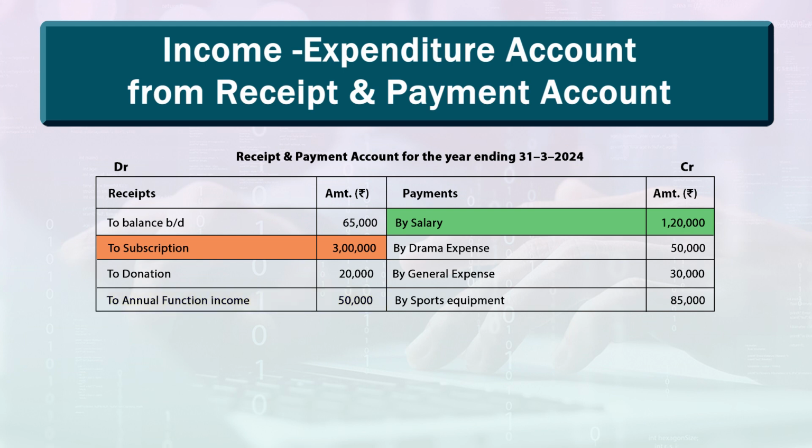Moving on to the payment side, we have the salary entry of rupees 1,20,000. Then there are drama expenses of rupees 50,000. Then there is general expense of rupees 30,000. After that, there is sports equipment expense of rupees 85,000.